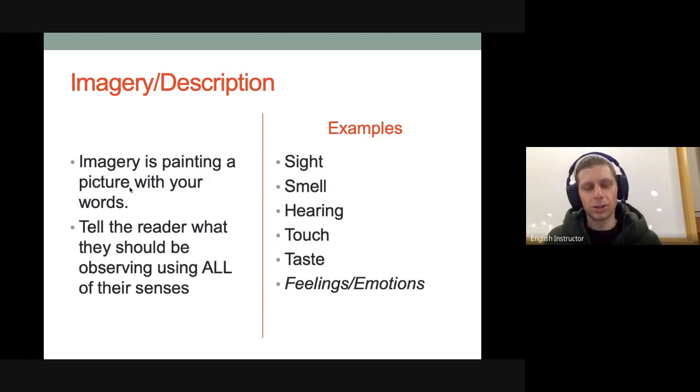Use the five senses. Use what they can see. Use what they can smell. Use hearing. Use touch. Use taste. And then I've added in there, even at the bottom, it's not quite a sense, but use the feelings and emotions that the reader has experienced, and use them to describe whatever it is that you're trying to convey to them. So don't just say the cat is fluffy.